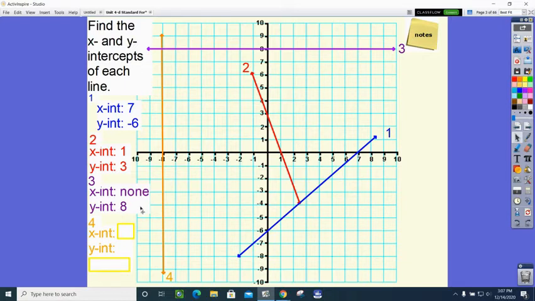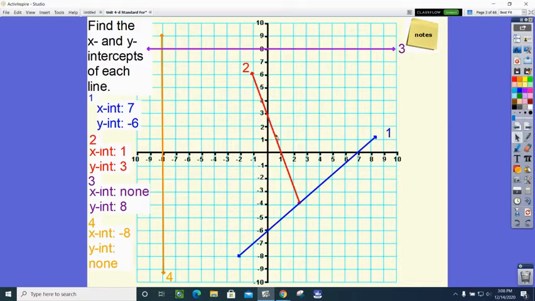And for the yellow line, it's the opposite. That vertical line has an x-intercept of -8, but it will not cross the y-axis, so it has no y-intercept. So those are what x and y intercepts are.